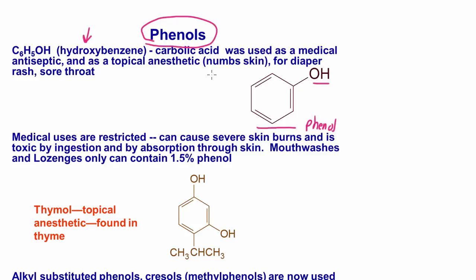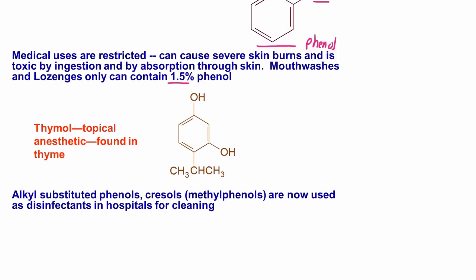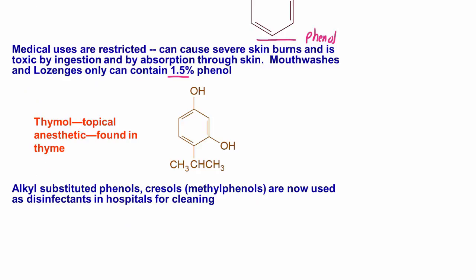So phenol was used as a medical antiseptic and also as a topical anesthetic. And it was also used in lozenges, like for sore throats. They don't use it as much anymore because phenol can cause severe skin burns, and it can also be toxic in large amounts. So most mouthwashes and lozenges only contain about 1.5% phenol. In fact, if you look at the original Listerine mouthwash, it contains phenol.